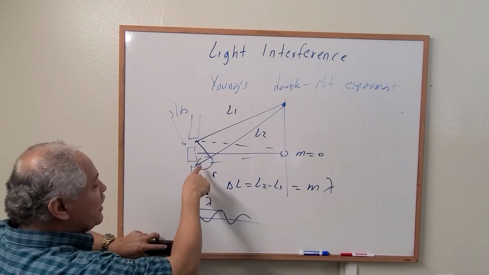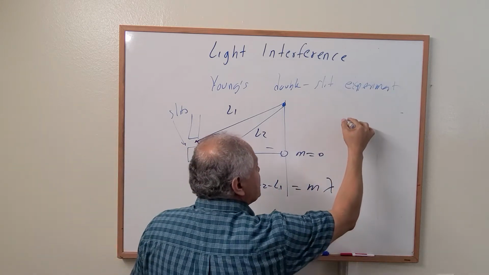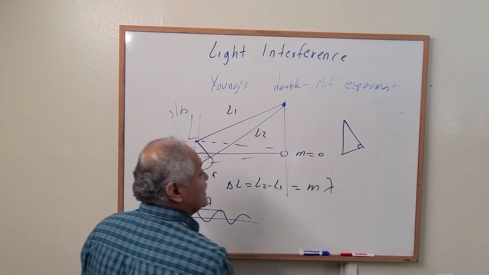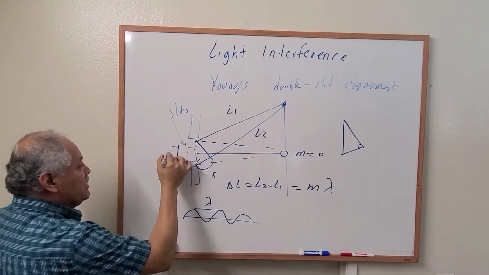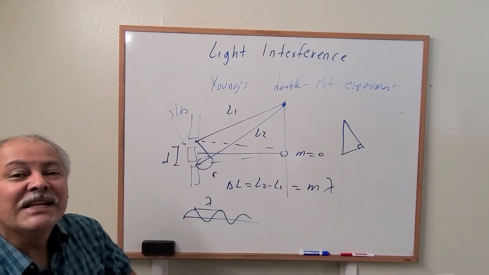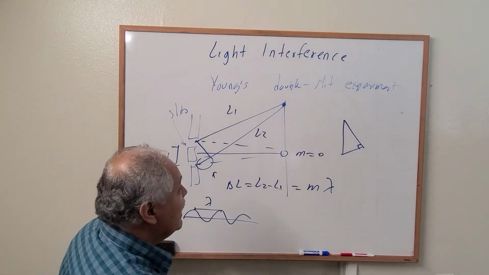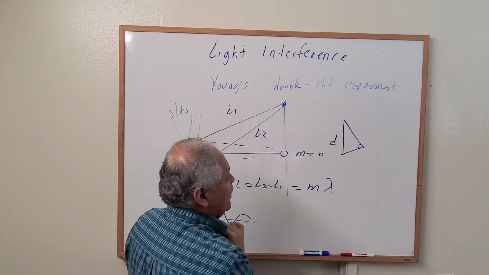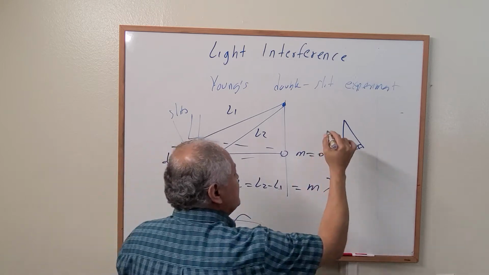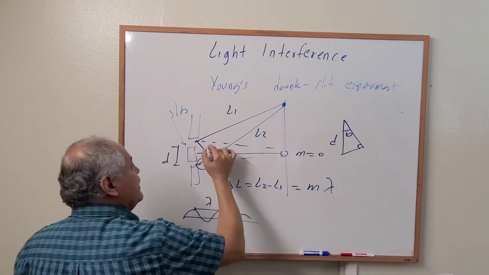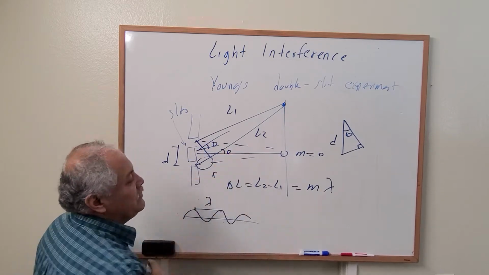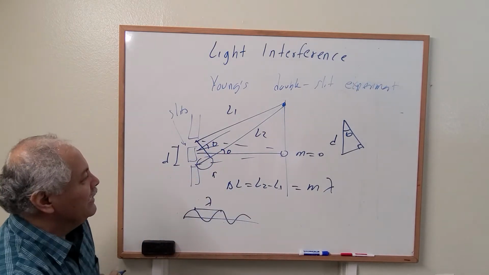Now let's work with this triangle right here. Look, we have this triangle this way. This is the right angle, and the distance right here is called d, the distance between the two slits. What else? We call this angle theta. This is the angle right here, angle theta, or this one, theta, the same thing. This is another angle.